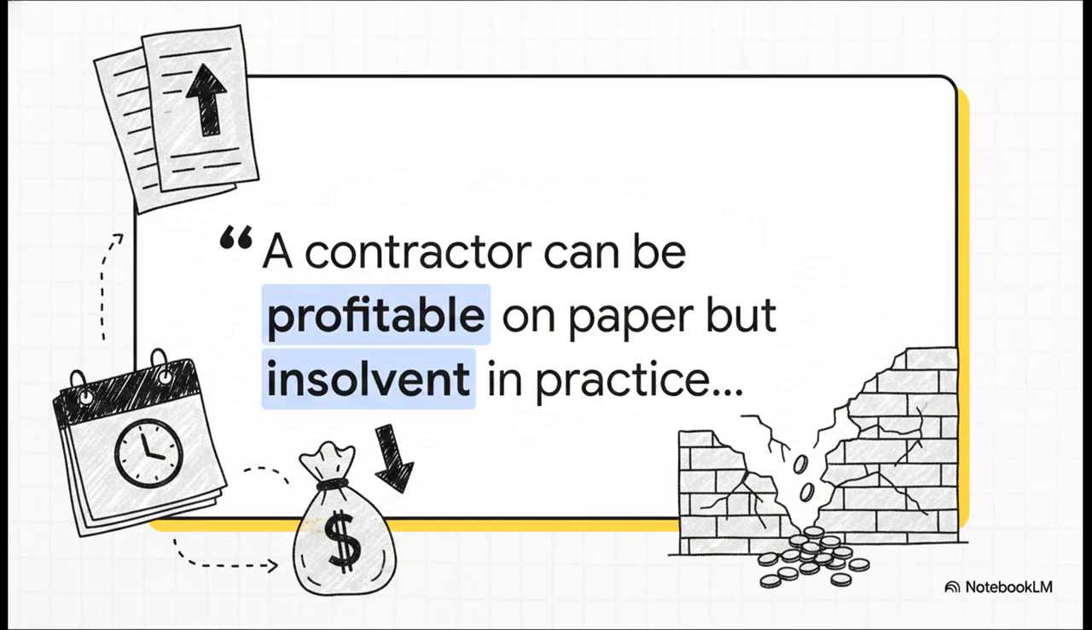You can have a massively profitable margin sitting there on your final account, but if you hit a brick wall in month 3 because you literally cannot pay your subcontractors, that paper profit means absolutely nothing.